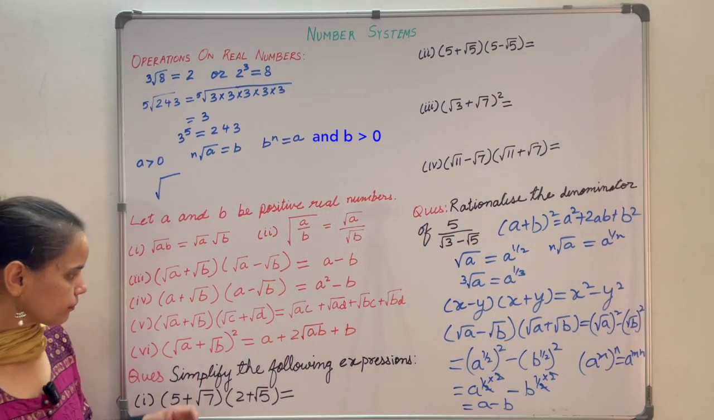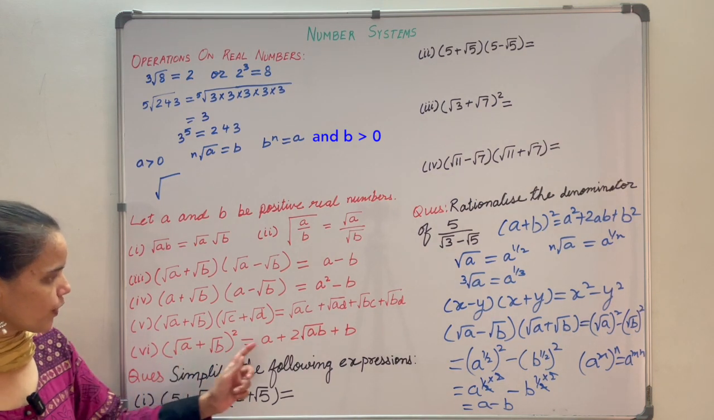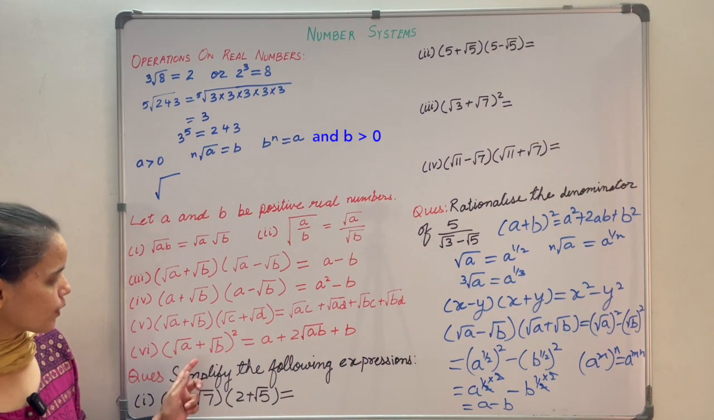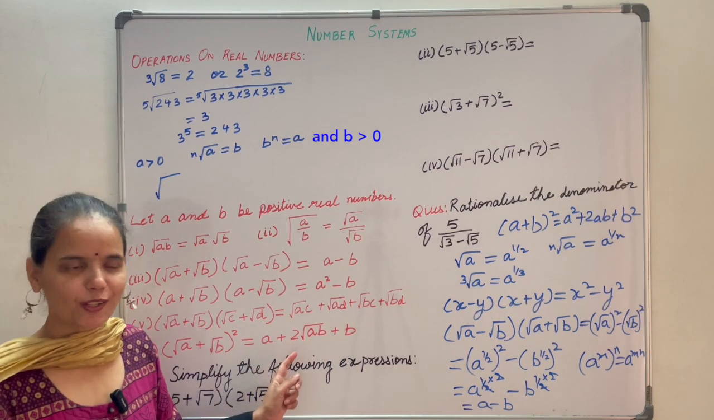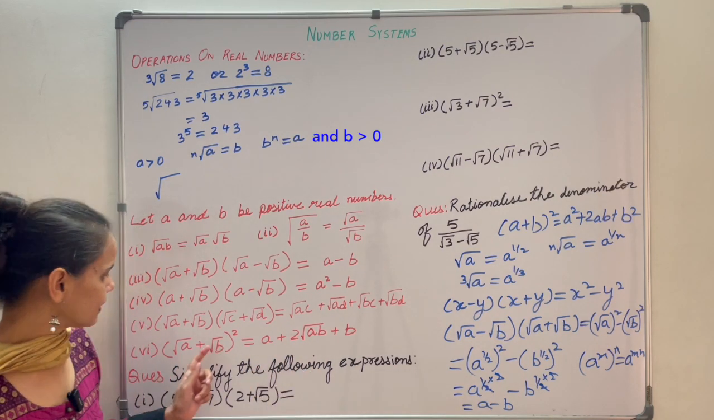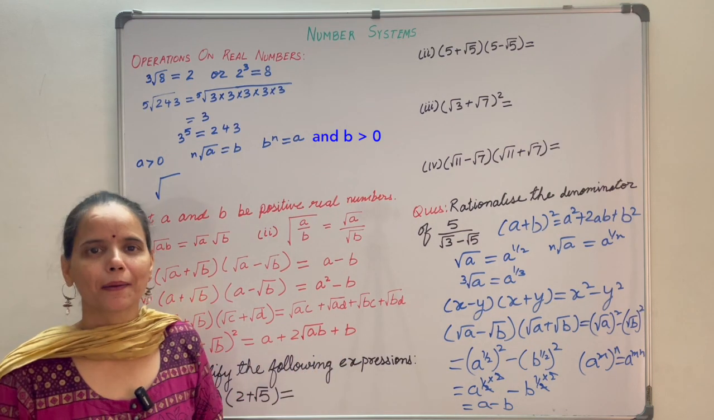So let us do the same thing here. You have to take the square of square root of a. So you will get twice of square root of a into square root of b. So that will give you twice of square root of ab. And then you have to take the square of square root of b. So you will get b.